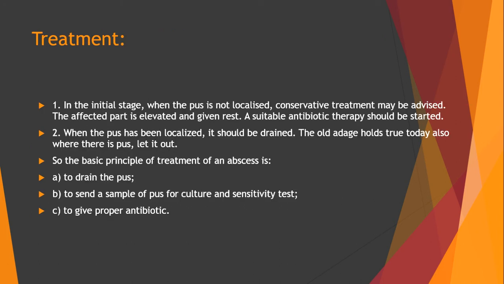So, treatment. In the initial stage, when the pus is not localized, conservative treatment may be advised. The affected part is elevated and given rest. A suitable antibiotic therapy should be started. Second, when the pus has been localized, it should be drained. The old adage holds true today also: where there is pus, let it out.